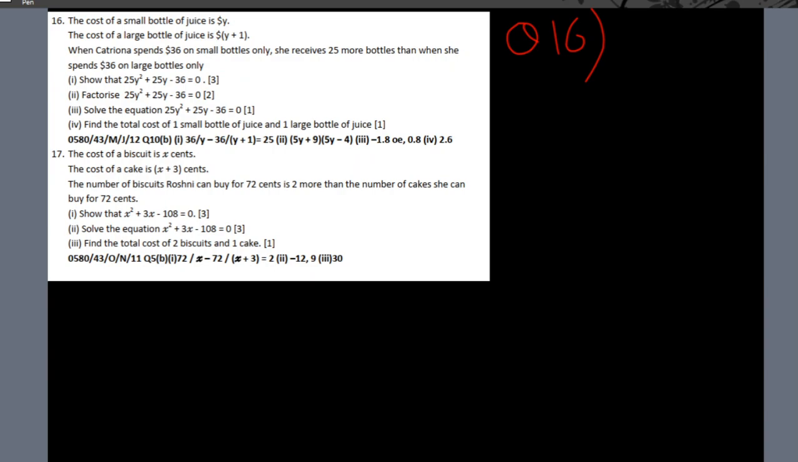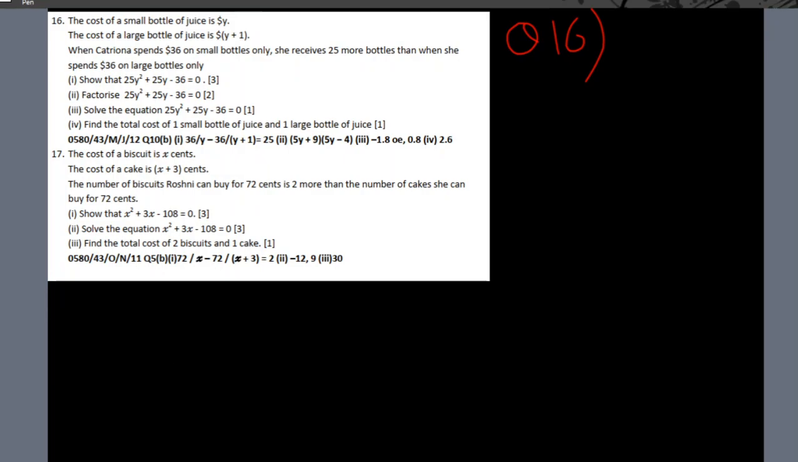Question number 16. The cost of a small bottle of juice is $y. The cost of a large bottle of juice is $y plus 1. When Katrina spends $36 on small bottles only, she receives 25 more bottles than when she spends $36 on large bottles only. Part 1, show this equation.